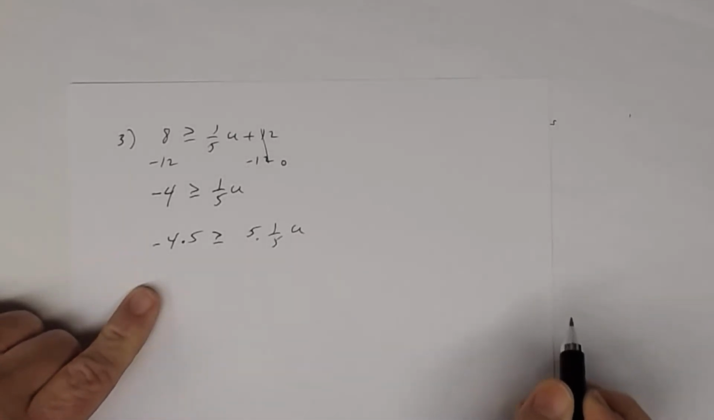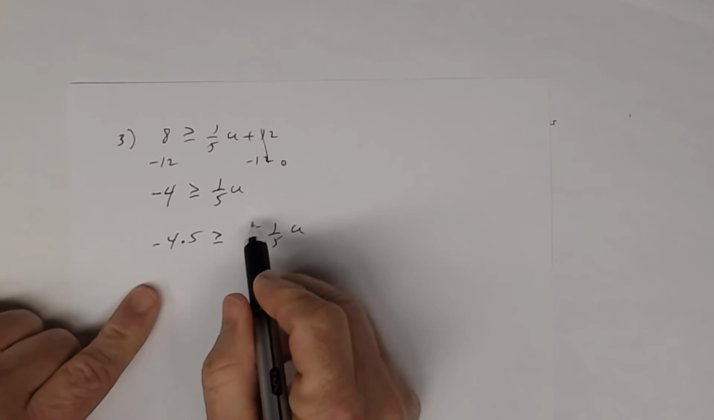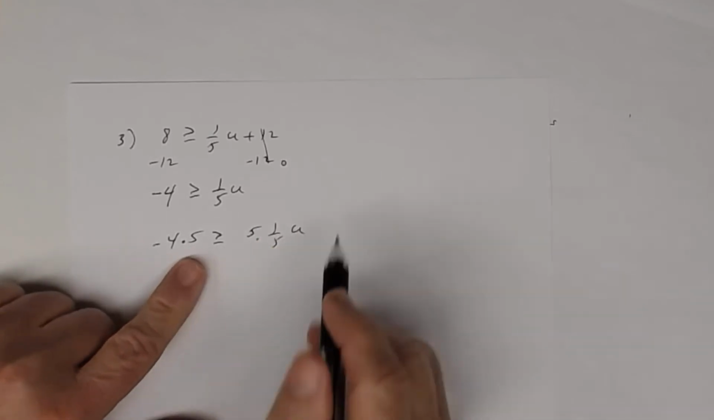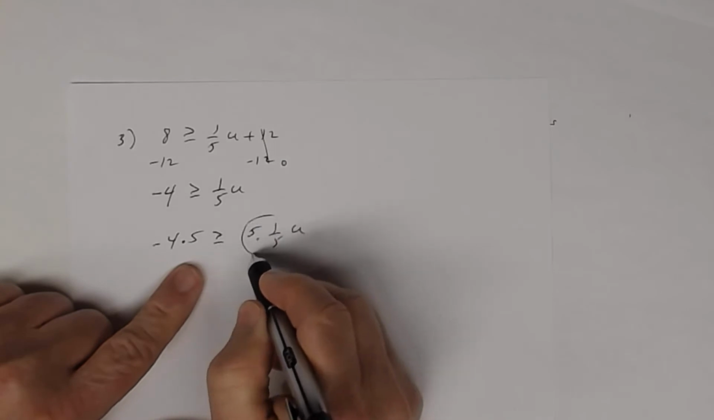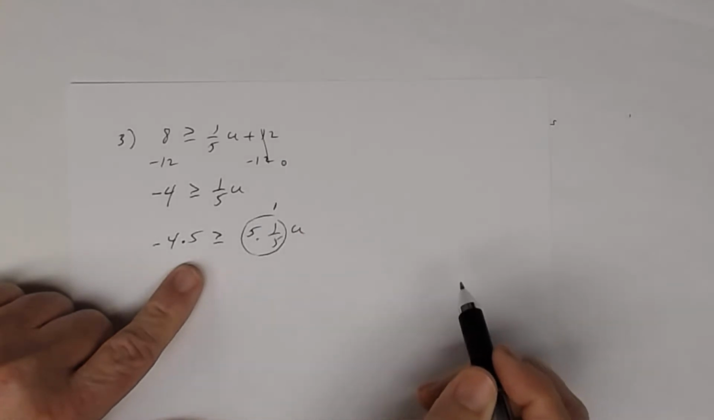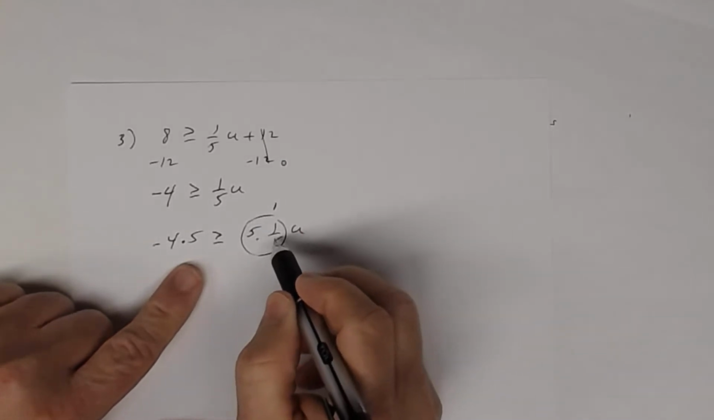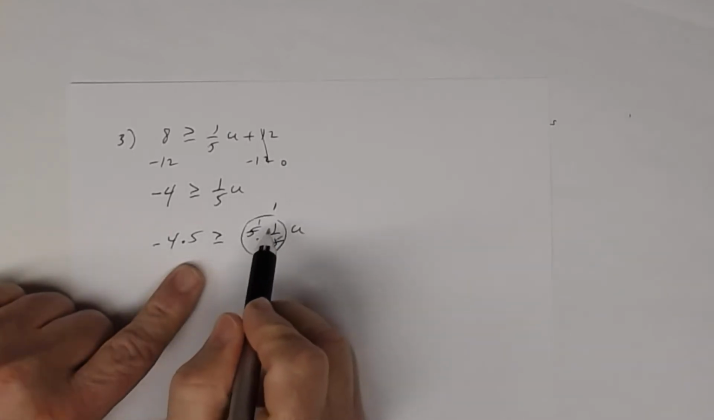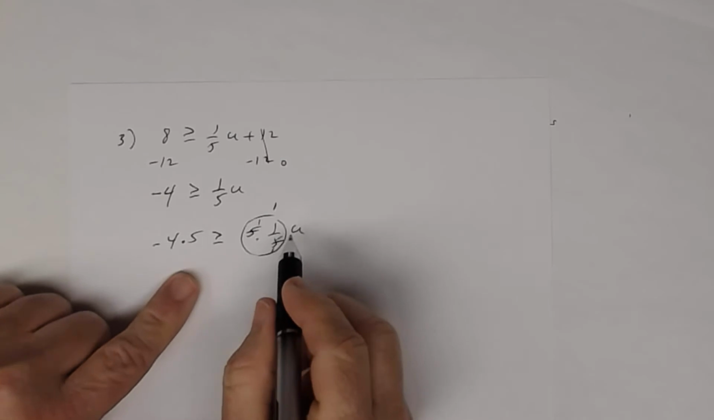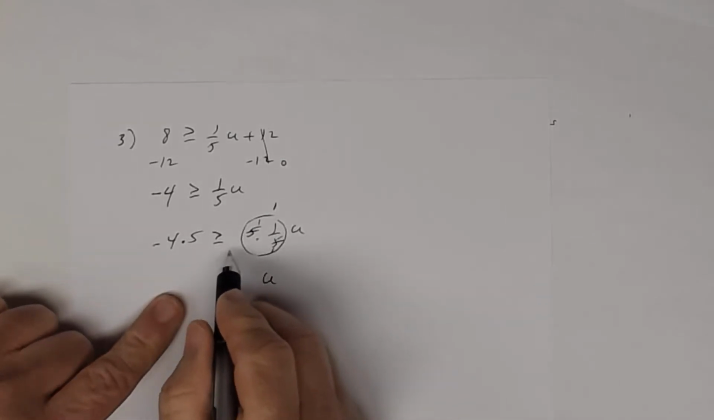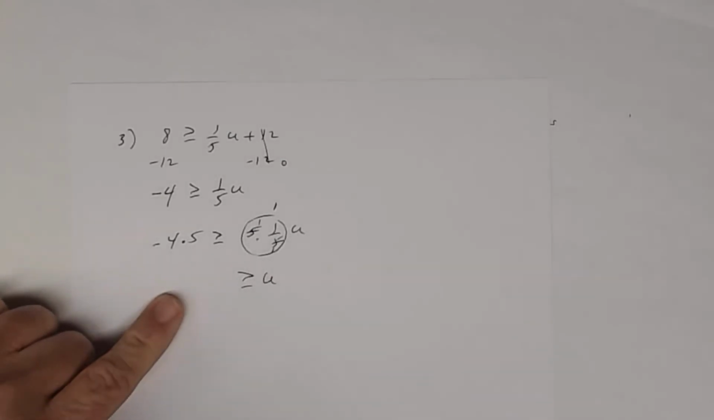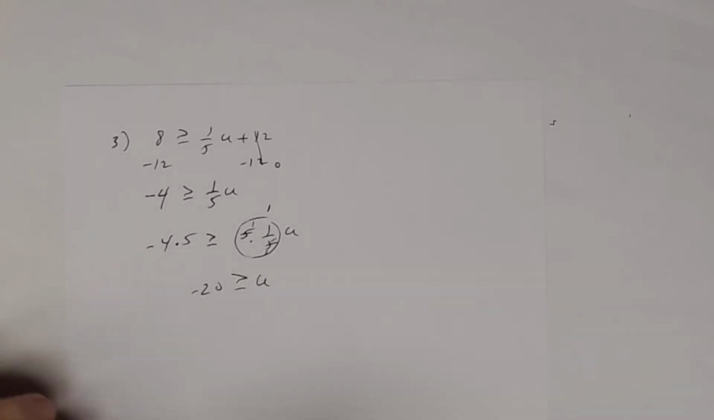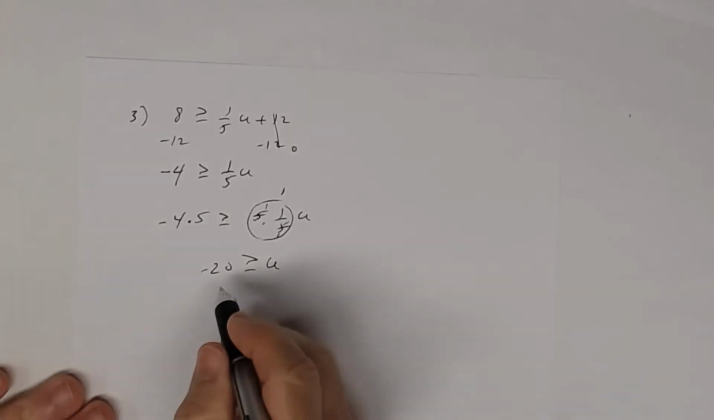Y'all agree? Okay. Now remember, the whole point of multiplying both sides by the reciprocal of this coefficient is to get this right here to be a product of 1. And you see that's true because 5 goes into 5 one time, 5 goes into 5 one time. And then 1 times 1 is 1. So you get 1 times u is u. And then I'm going to put the greater than or equal to symbol here. And then -4 times 5 is -20. All right, and so that's your answer.